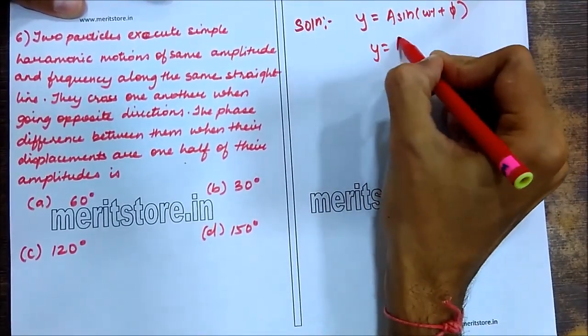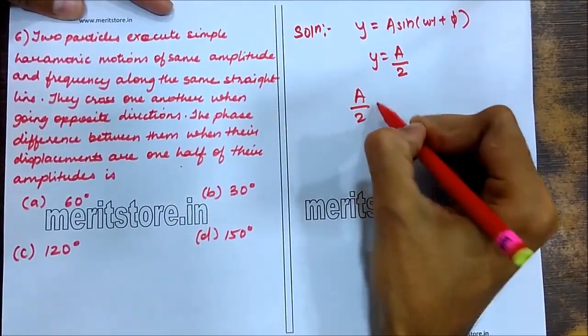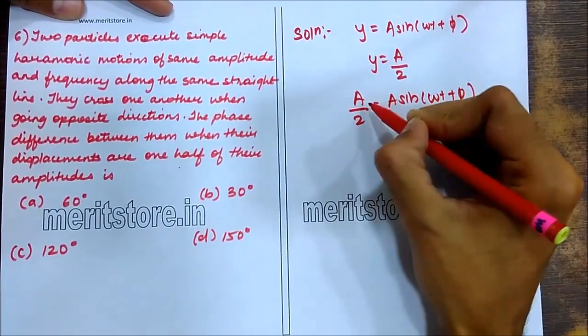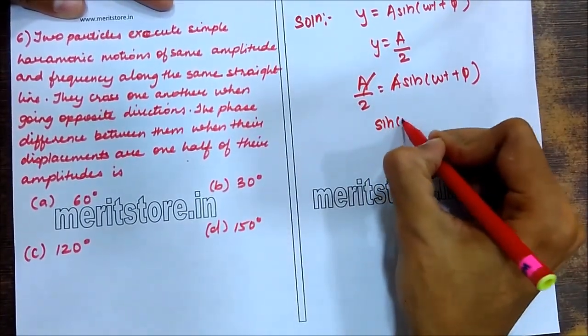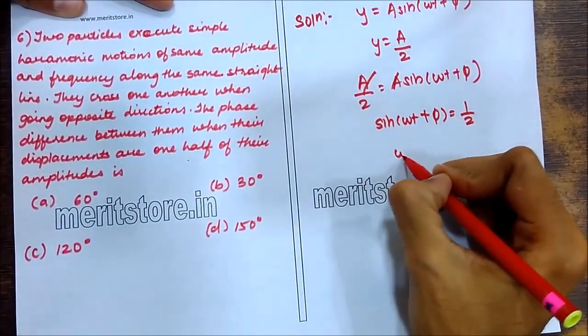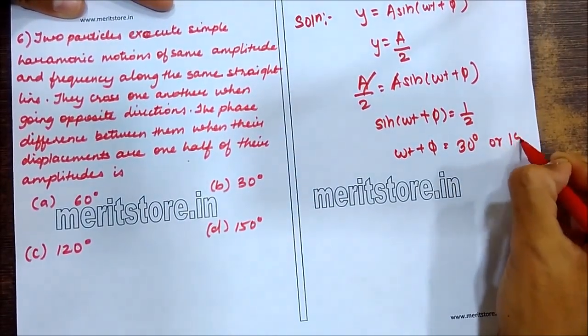As the displacement is equal to half of the amplitude, y becomes equal to A by 2. So we can write A by 2 equals A sin(ωt + ψ). That becomes sin(ωt + ψ) equals half. So sin θ equals half, which gives 30 degrees, or it can be 150 degrees.